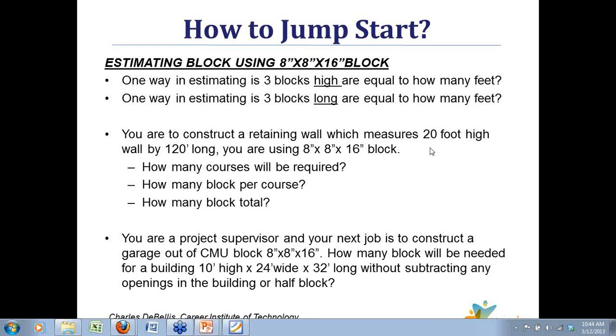They try to understand that an 8x8x16 block, with the mortar joint, naturally, is 8 inches by 8 inches by 16, and you can relate it to studs, 16 on center. There's a variety of things you can do with it, but the main thing was 3 block high is equal to 2 foot, and 3 block long is 4 foot. And then just by going ratio and proportion, or figuring it out, dividing, there's a number of ways you can go about it.